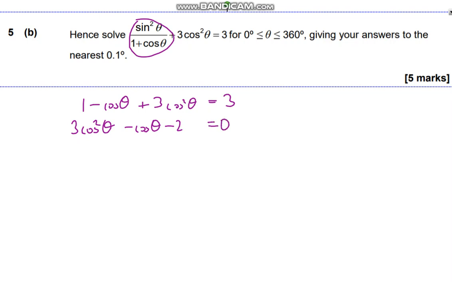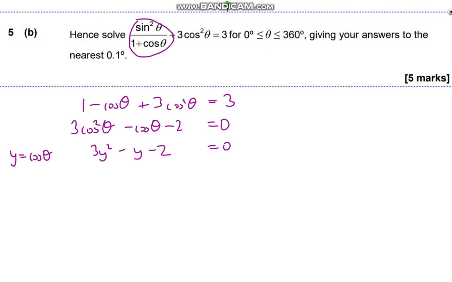That I'm just going to let y is equal to cos theta for a minute. Let's do a little substitution. So 3y squared minus y minus 2 is equal to 0. We can punch it into our calculator or factorise it.